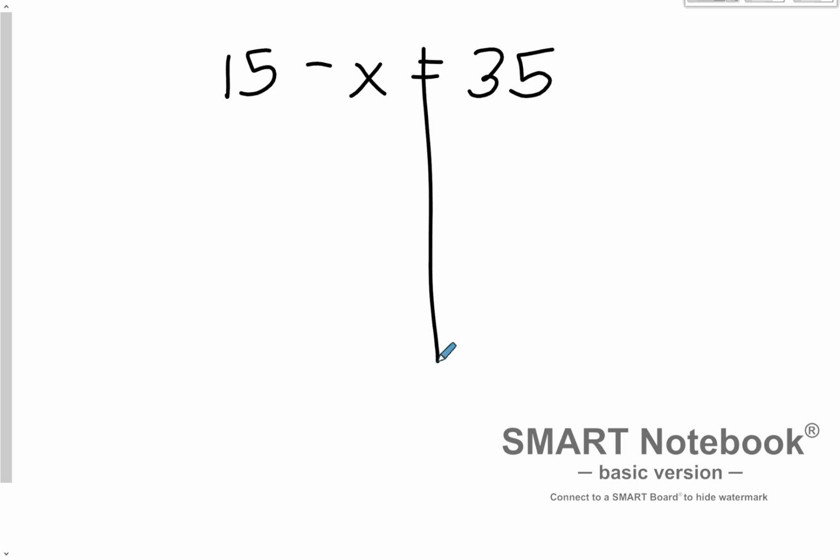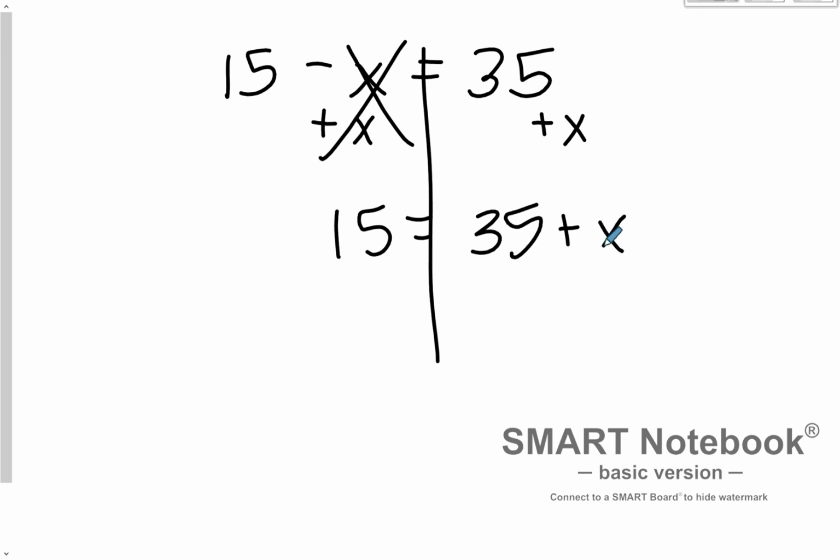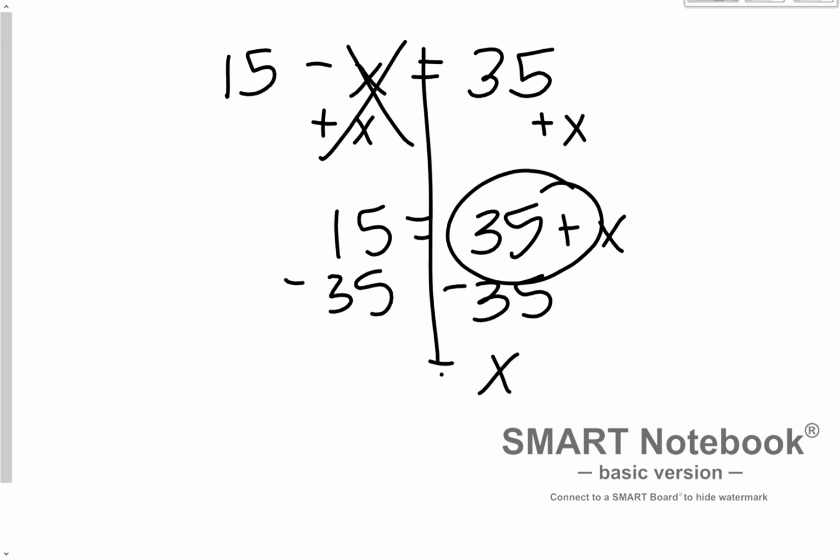It's up to you which way you want to solve it. I'm going to solve it first by adding x to both sides. I think most of you are going to like that way better, so I'm going to show that way first. Subtracting x, adding x cancels out. We're left with 15 equals 35 plus x. We have to get rid of a plus 35, so we subtract 35. x equals. Remember, this means 15 plus negative 35. When we're adding integers with different signs, we subtract, so 35 minus 15 is 20. Keep the sign of the larger number: negative 20.